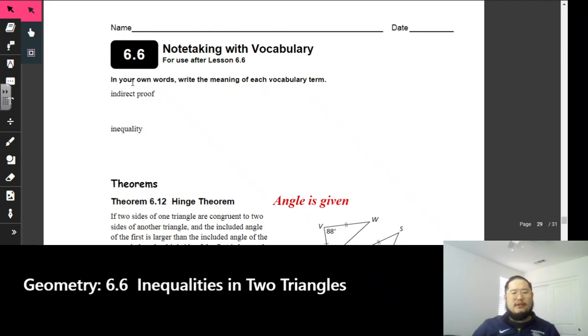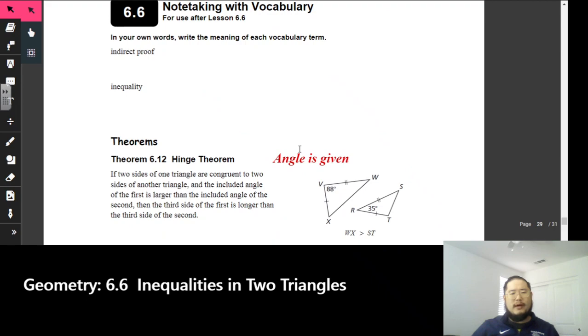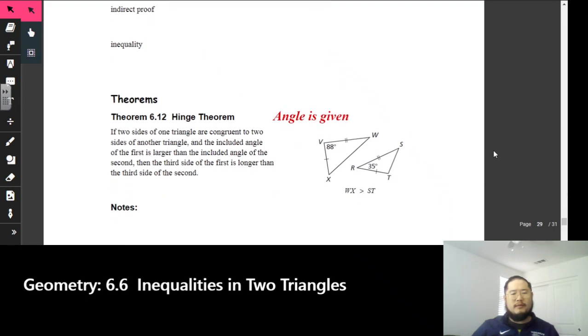So, let's take a look at our first theorem here, 6.12, which is the hinge theorem. It states if two sides of one triangle are congruent to two sides of another triangle, and the included angle of the first is larger than the included angle of the second, then the third side of the first is longer than the third side of the second. What does all that mean? Look, you need two congruent triangles, okay, first off.